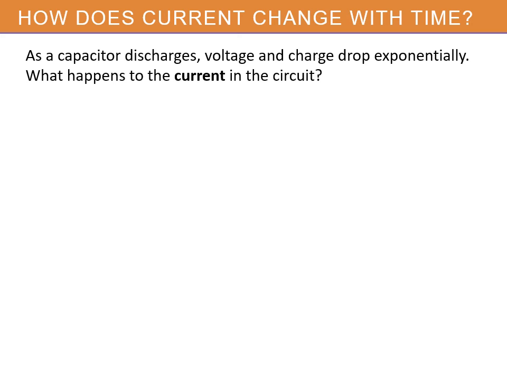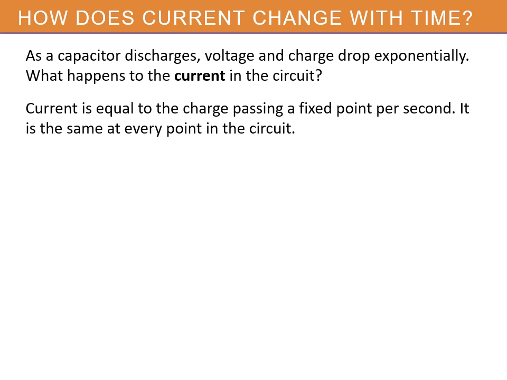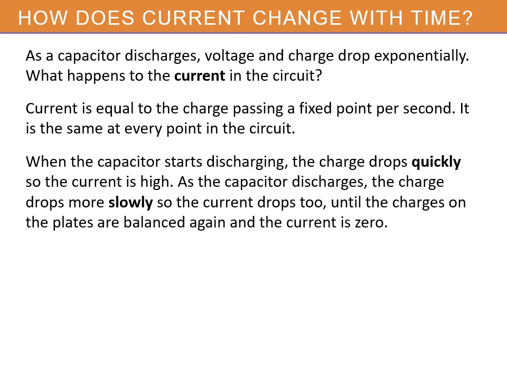So how does current change with time? When a capacitor discharges, voltage and charge drop exponentially. What happens to the current in the circuit? Current is equal to the charge passing a fixed point per second. It is the same at every point in the circuit. When the capacitor starts discharging, the charge drops quickly, so the current is high in the beginning. As the capacitor discharges, the charge drops more slowly, so the current drops too, until the charges on the plates are balanced again and the current is zero.